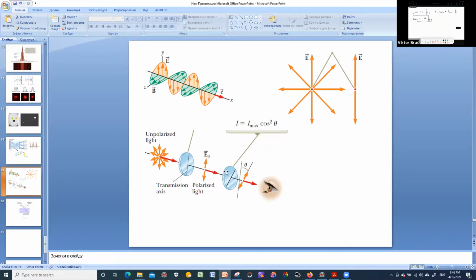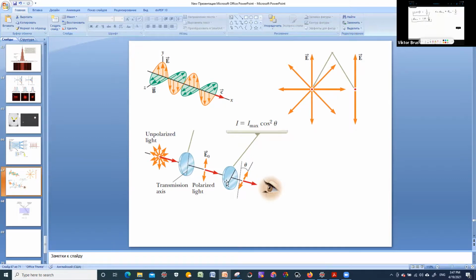And then if we have another polarizer, the same as the first one, and change the angle theta, which is the angle between the position of the transmission axis of the first polarizer and the transmission axis of the second polarizer, we can change the intensity of the already polarized light which goes through such a system of two aligned polarizers and can be detected by the observer. So here is a simple equation which relates the angle between the transmission axes of these two polarizers and the maximum intensity of polarized light, which already passed through the first polarizer and is approaching the second one.